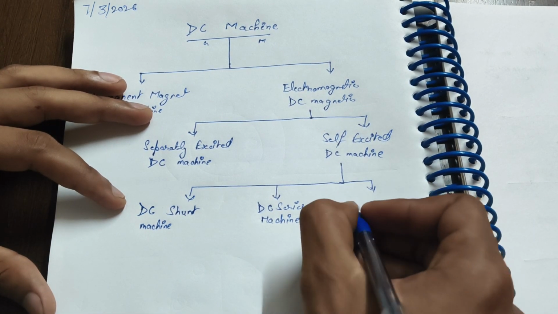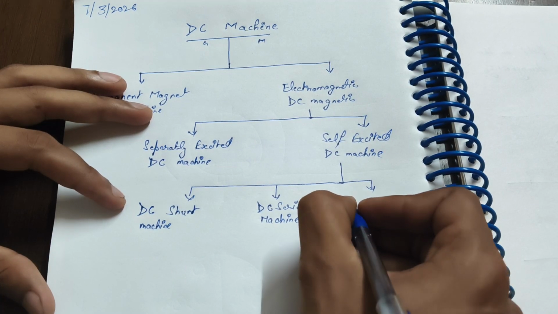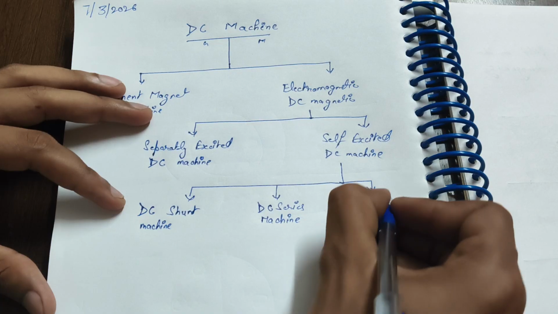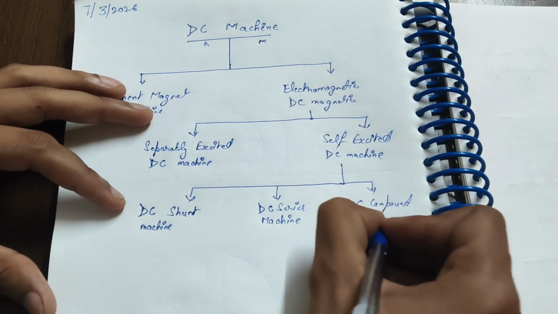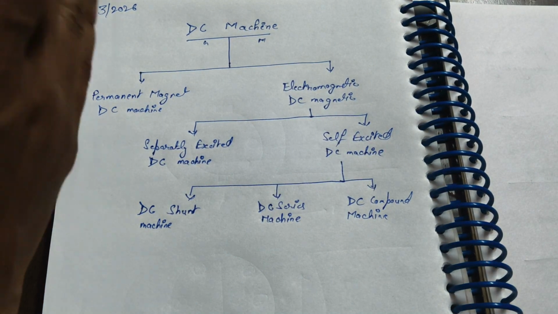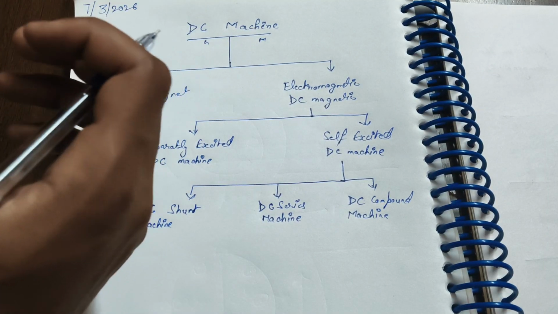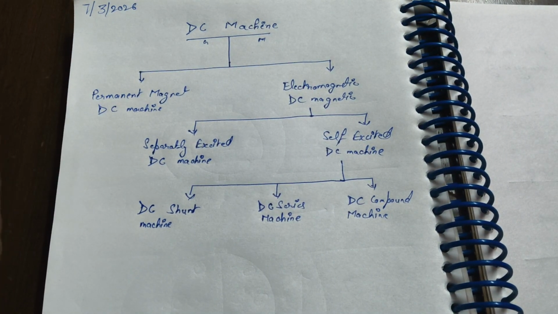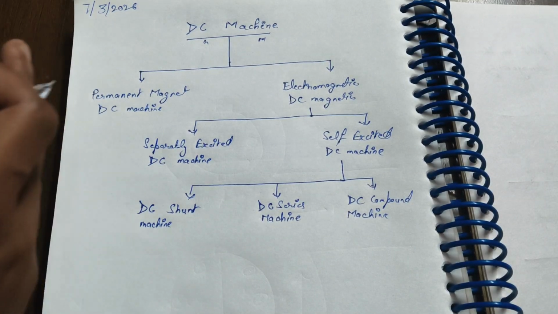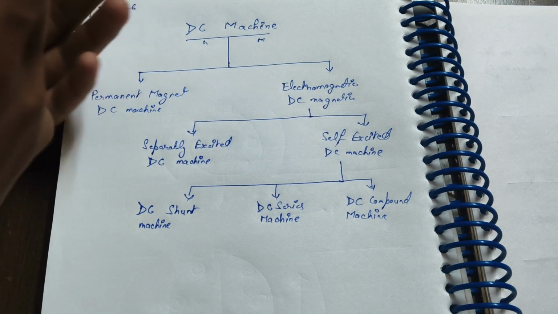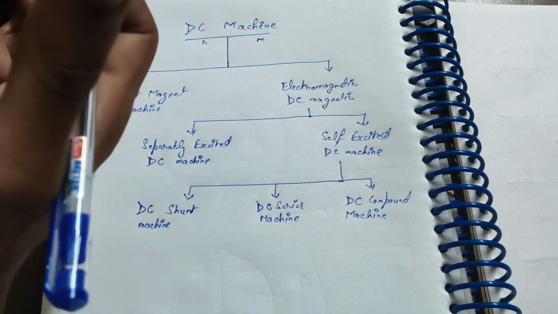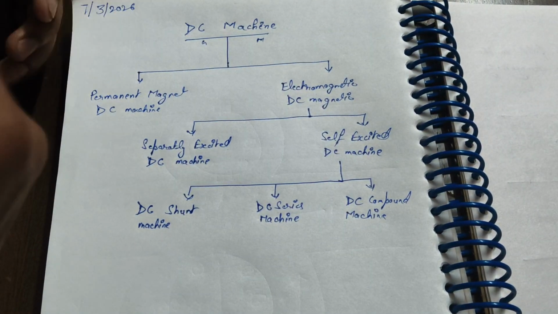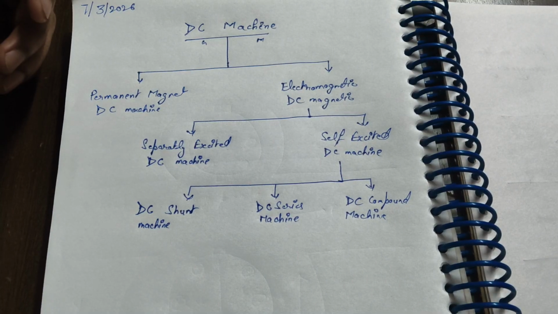And the third one is the DC compound machine. In this machine, the armature winding and the field winding are connected in both series and parallel combination. The field winding which is connected in parallel with the armature winding is known as the shunt field, and the field winding connected in series with the armature winding is known as the series field.